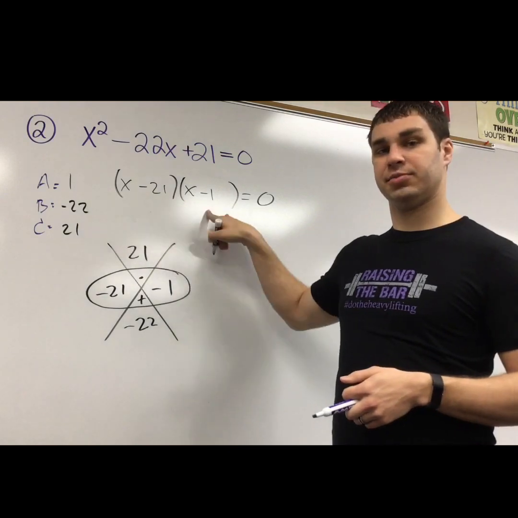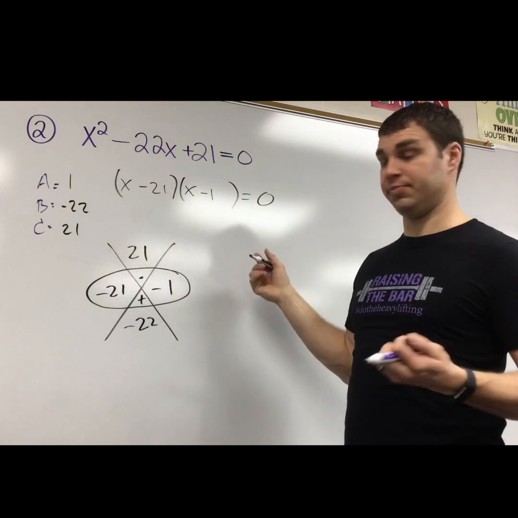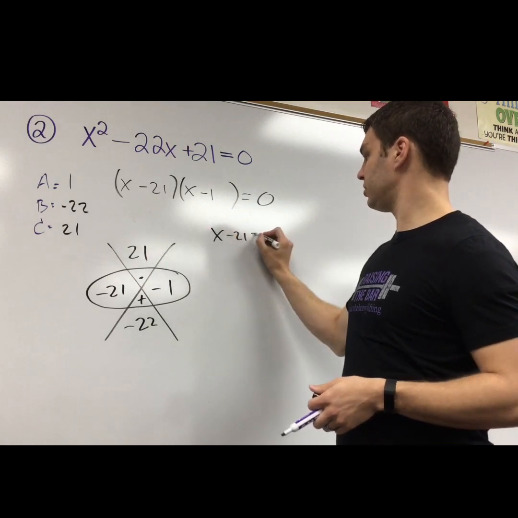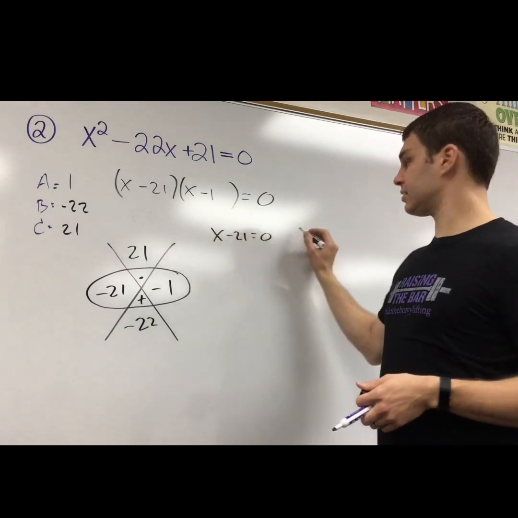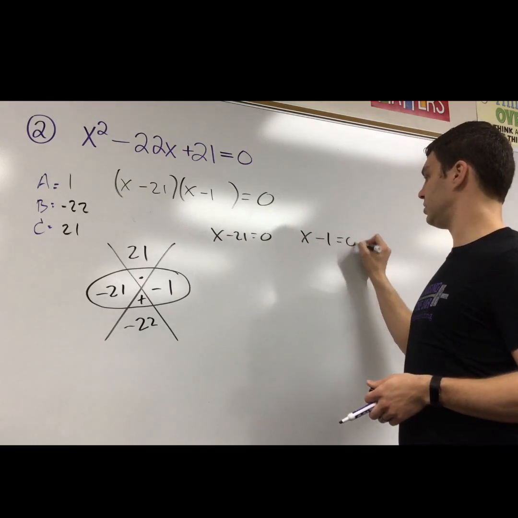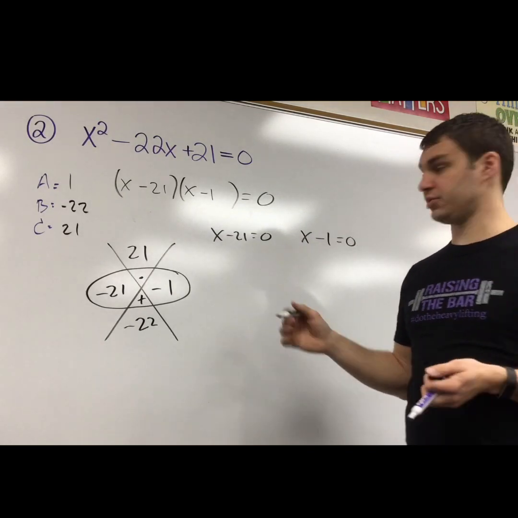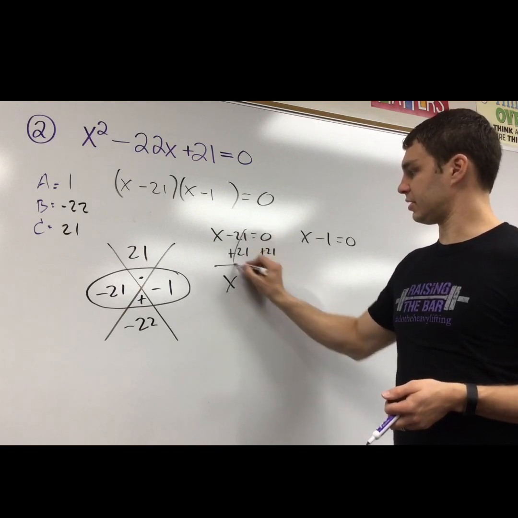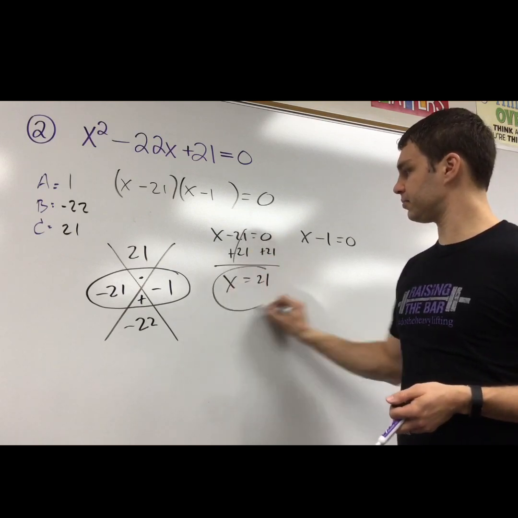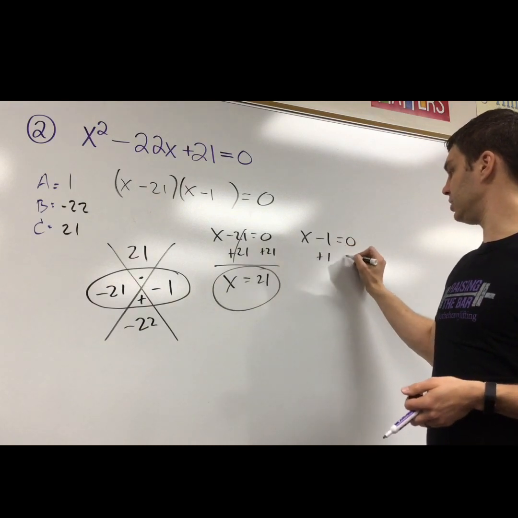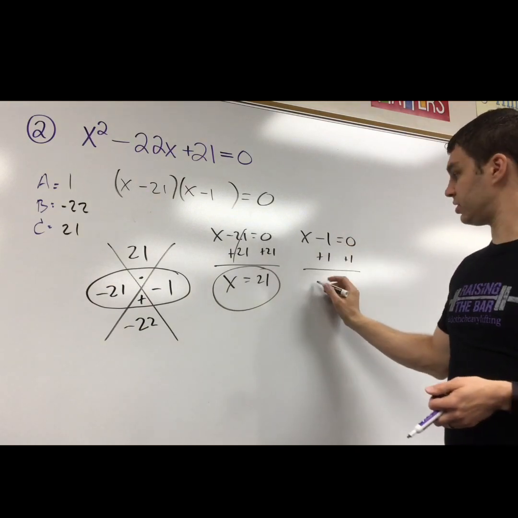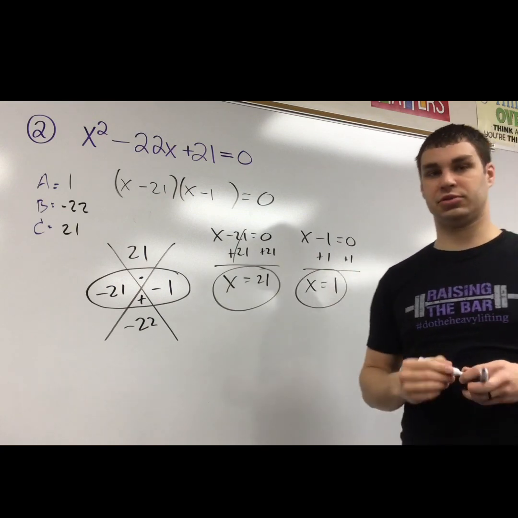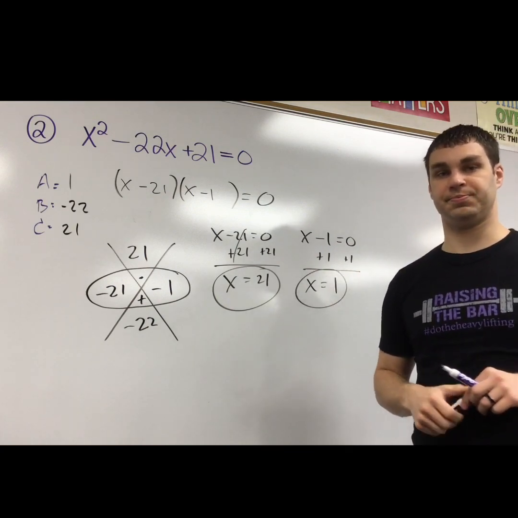I have to set each of these two parentheses equal to 0, okay? So I'm going to say x minus 21 equals 0, and x minus 1 equals 0. And it's just a matter of solving. Add 21 to this one on both sides. x equals 21. And add 1 on both sides here, x equals 1. So you have two answers, x equals 21 and x equals 1.